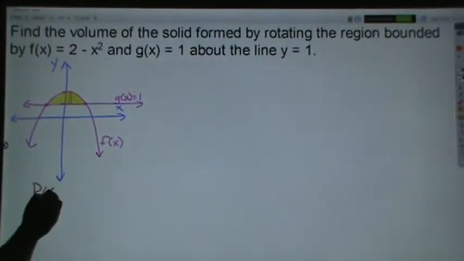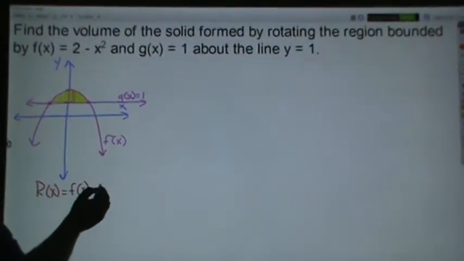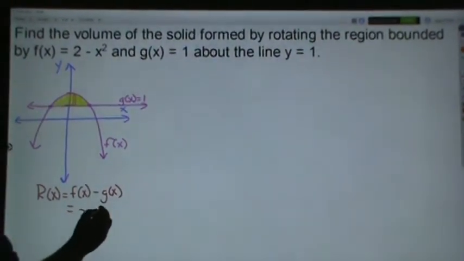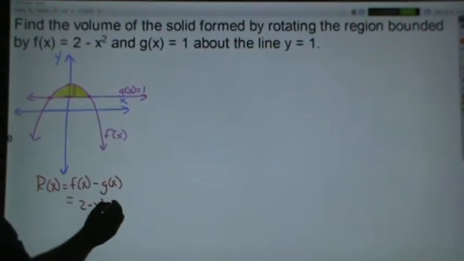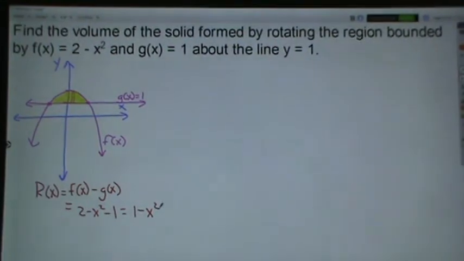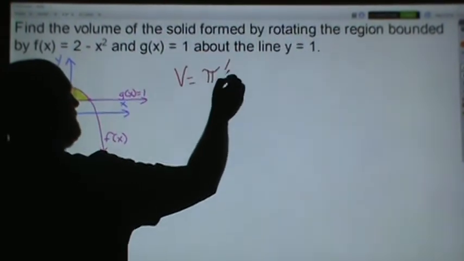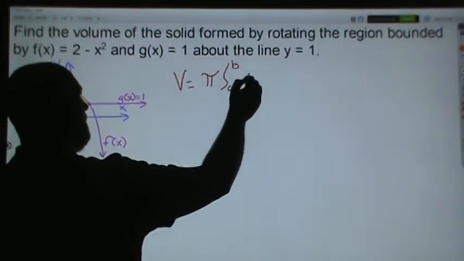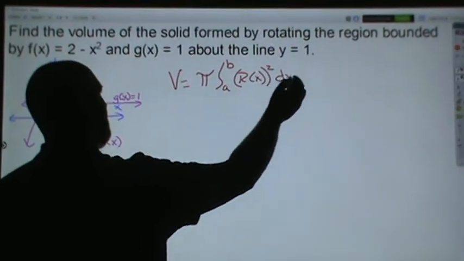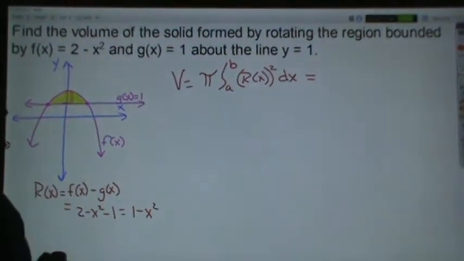So r of x here will be equal to the upper curve, f of x, minus the lower curve, g of x. So f of x is that 2 minus x squared, g of x is 1, so when I subtract these, I'm going to have 1 minus x squared. When I calculate this volume, I'm going to be using that formula, pi times the integral from a to b of r of x squared dx. I still need to know where they intersect, to the left and to the right.